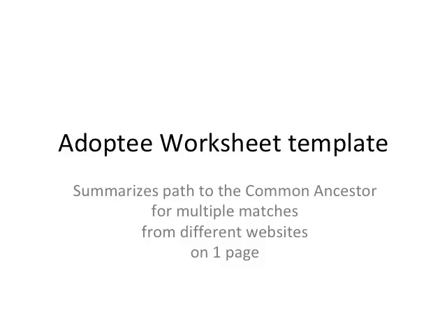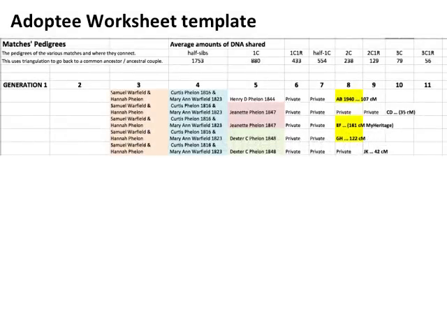But the Excel spreadsheet is actually a very, very useful tool. And it helps you summarize a huge amount of information, particularly the path to the common ancestor for multiple matches from different websites. So it might be Ancestry with this match, MyHeritage with this match, Family Tree DNA with this match, and you summarize it all on one page. And what it looks like is something like this.